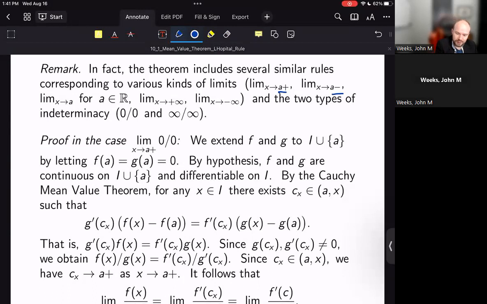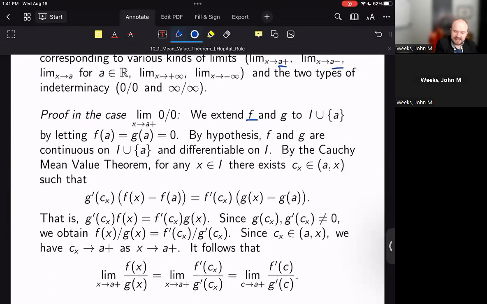In the case of 0 over 0, we're going to try and extend f and g to be defined on the point a, because remember, we said the functions did not need to be defined at the point a, because limits don't care what happens at a point a, by letting f of a and g of a both equal 0 at that point. Well, that was what their limiting values were, so that makes f and g continuous on this particular region. In fact, it also makes them differentiable.